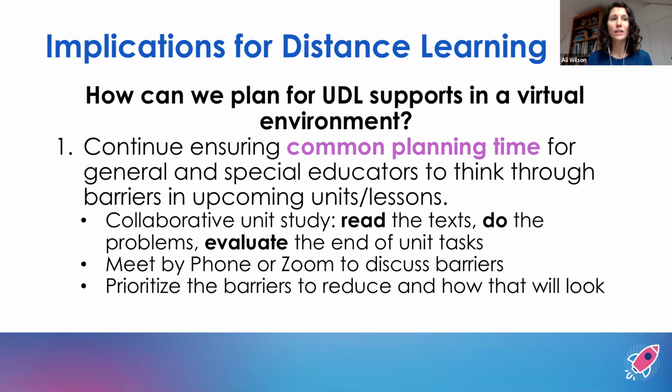You might do a collaborative unit study by reading the text together, doing the math problems together, evaluating the end of unit tasks, and then thinking, ooh, what was tricky in that? What was I not engaged with? What didn't I understand? What was tricky about expressing my learning? And then norming on those together and identifying whole group supports and individualized supports. And this can happen via phone or via Zoom. And then you'd think, great, where do we want to start? What barriers do we want to tackle first to ensure students are accessing this text? And what will that look like?